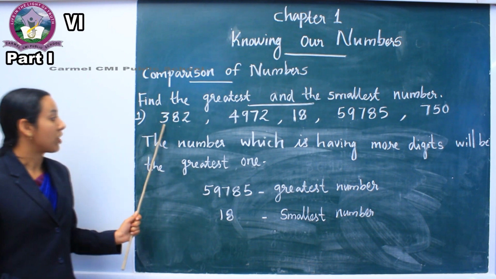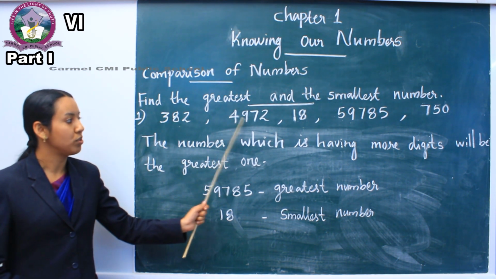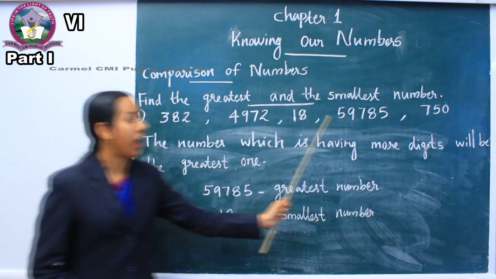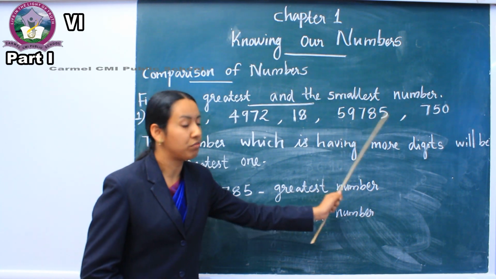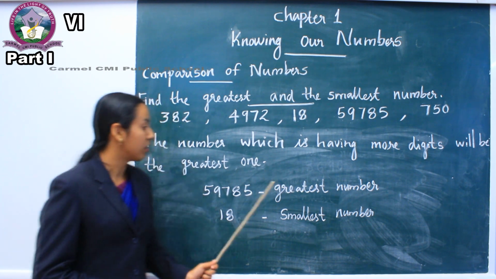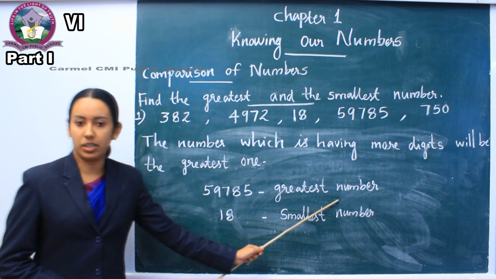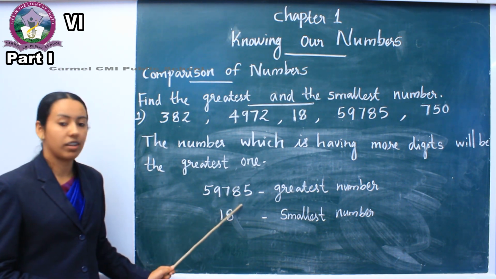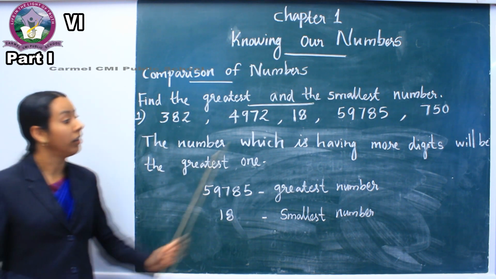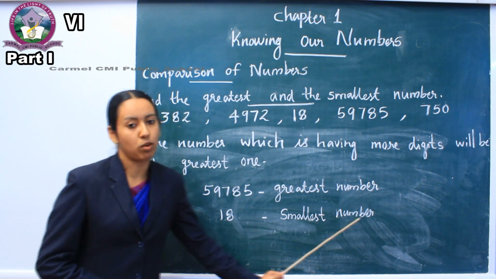So here, the first number has 3 digits only. Next one has 4 digits. Next one, 18, is a 2 digit number. And this one has 5 digits. And the last one also has 3 digits. So you all know that 59,785 will be the greatest number. What about the smallest one? 18. It has only 2 digits. So 18 is the smallest number.